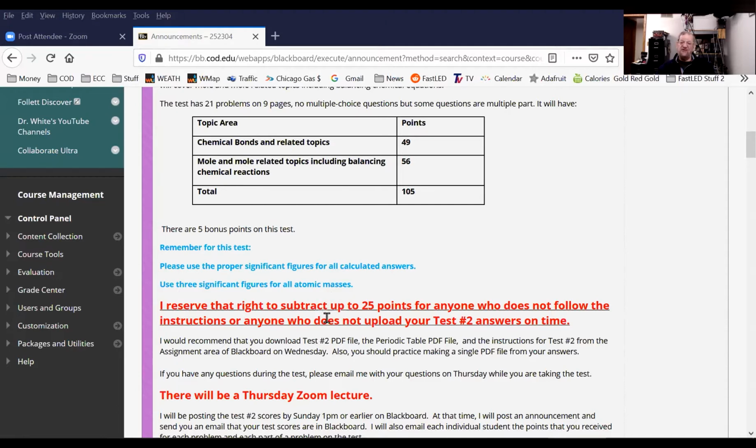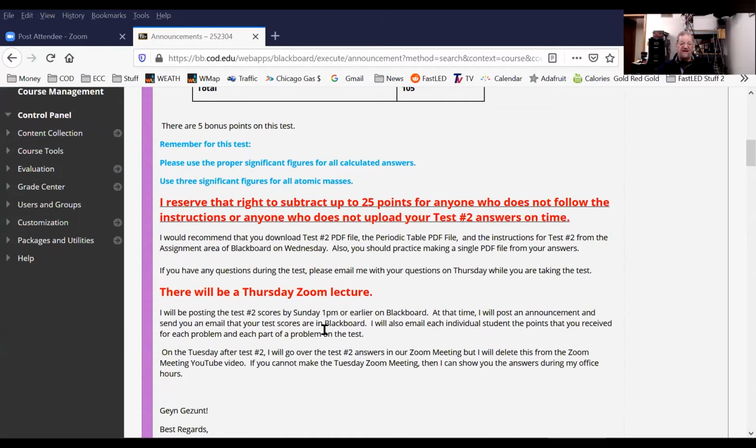Important, please upload your test as a single PDF file. If you don't follow instructions, I reserve the right to subtract up to 25 points from anybody who doesn't follow instructions or doesn't get it uploaded on time. And like I said, I'd recommend you download the PDF file and the periodic table file on Wednesday. If you have any questions during the test, I'll be checking my email every other hour, maybe every hour.